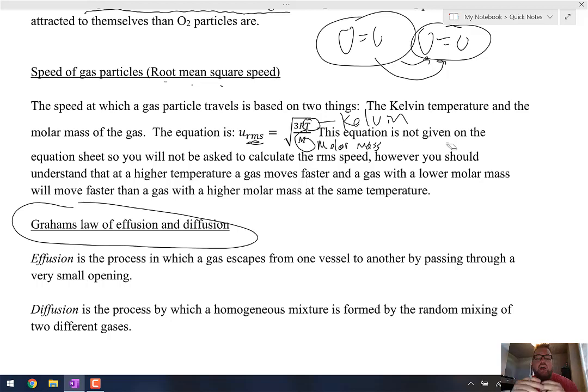Okay, and that makes sense. Think about somebody like me who's a big guy versus somebody who's really, really skinny and small. I move slower than smaller people do. That's how it is with gases too. The bigger they are, the more massive they are, the slower they move. So, temperature and molar mass, that's what you need to know.